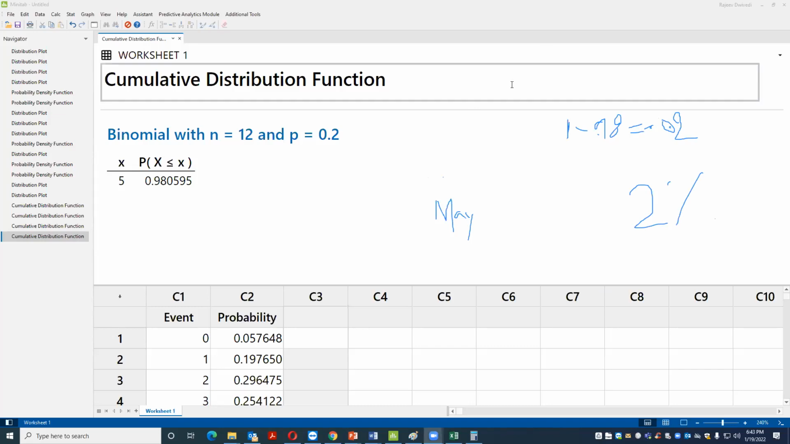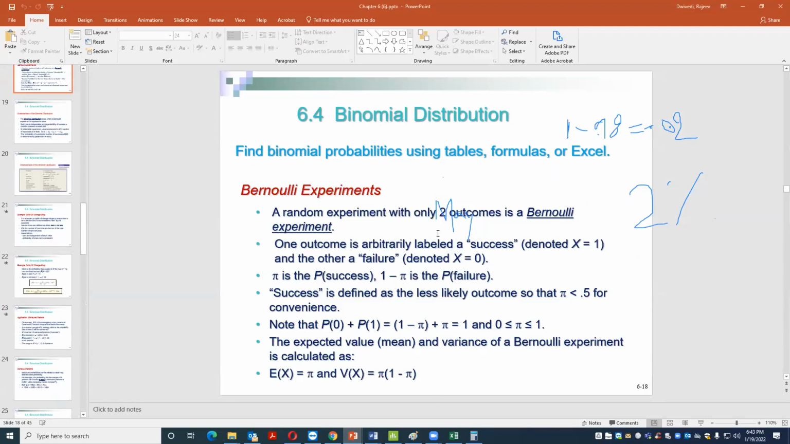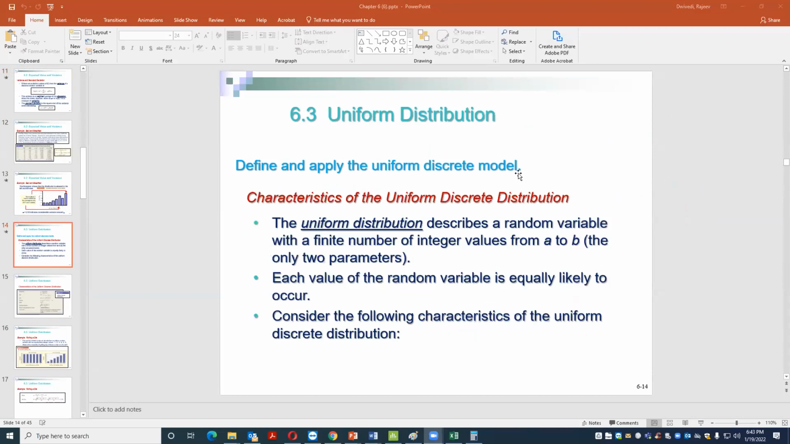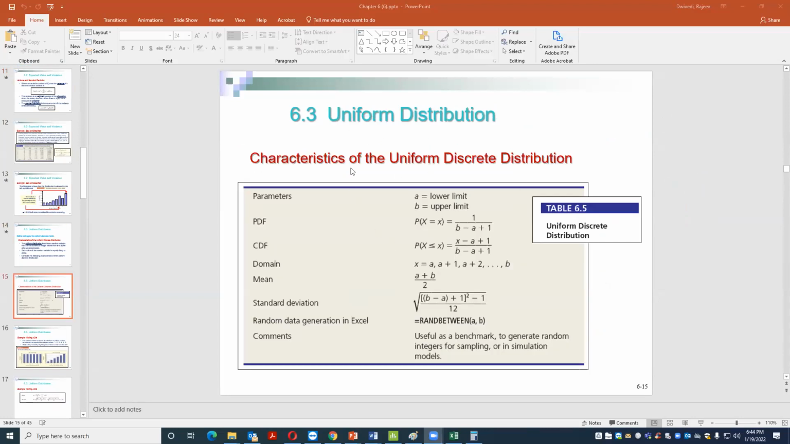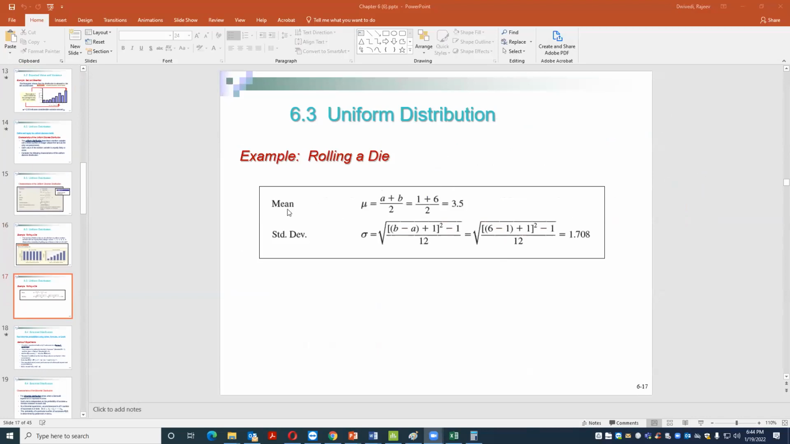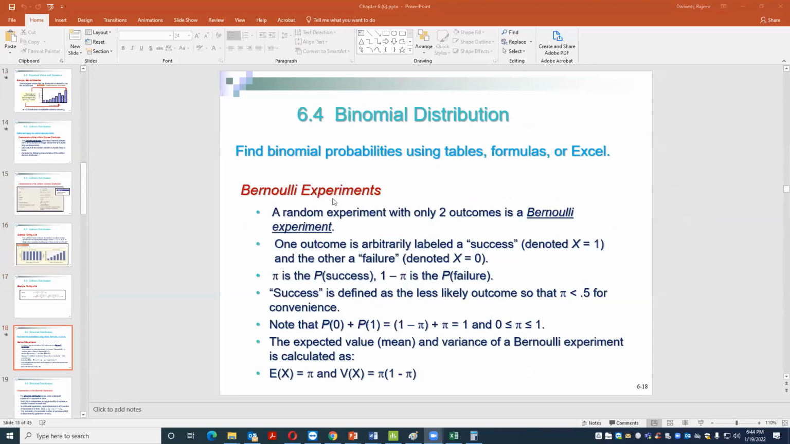Another important thing, let me go to the slide part now, because that is also important. Every uniform distribution has this slide. So you can understand using this slide what the mean is and what the standard deviation formula is, though Minitab doesn't give it. So this is the uniform distribution mean and standard deviation formula.